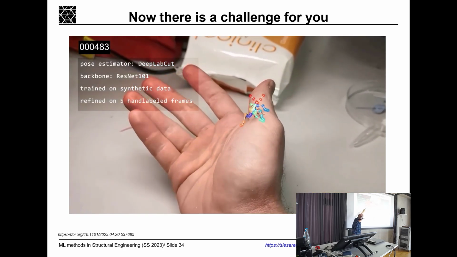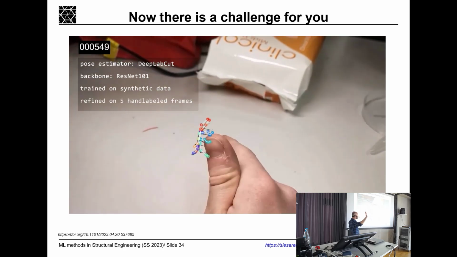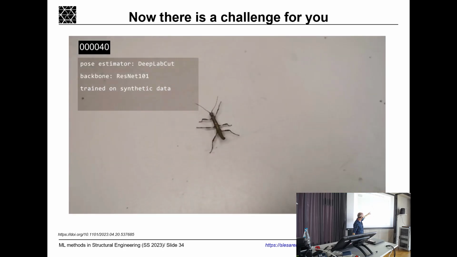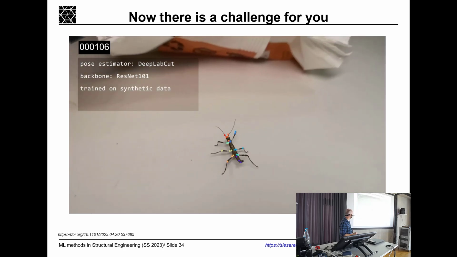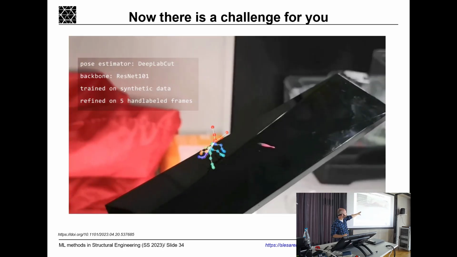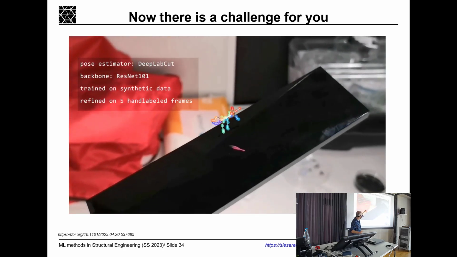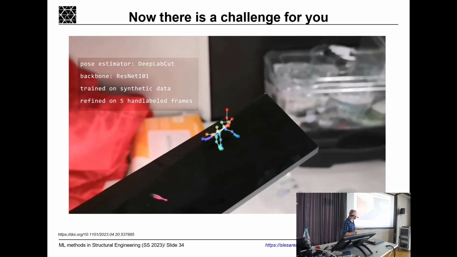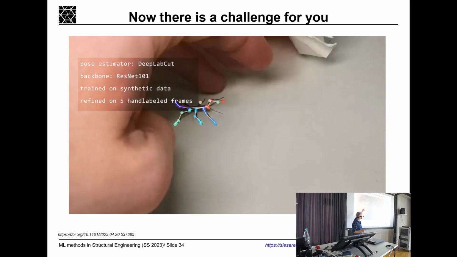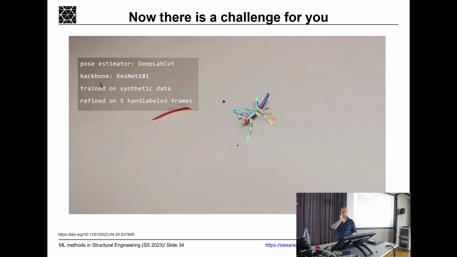But then you refine on 5 hand labels. You hand labeled only 5 frames, and now it's much better. This is another image. This is without transfer learning. It's just learned, and now with hand-labeled frames. I will repeat it again. So you see how good the tracking is when you use a little bit of training from real life.